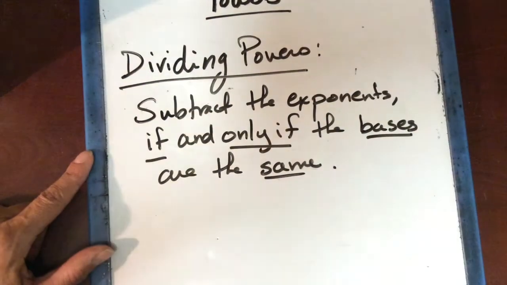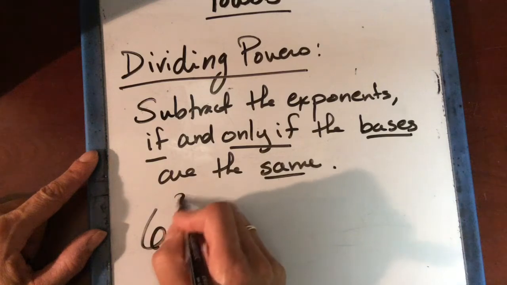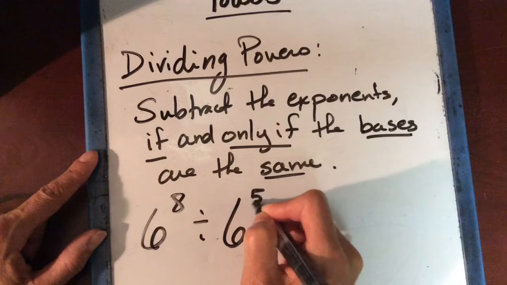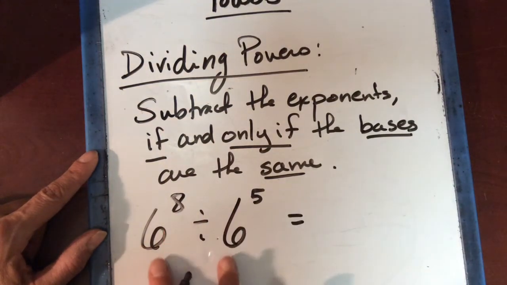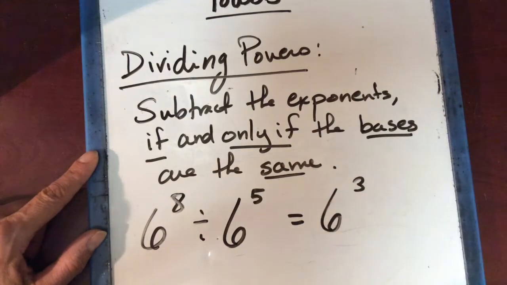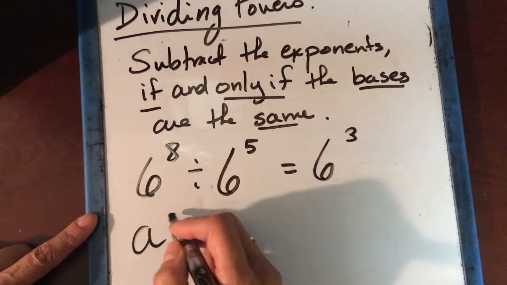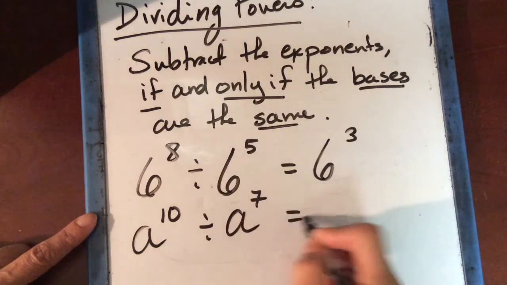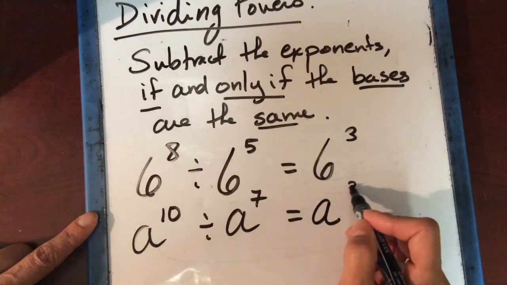Okay, and so now let's try another example. If I have 6 to the exponent 8 divided by 6 to the exponent 5, I could just subtract these two exponents. Why? Because the bases are the same. That gives you 6 to the exponent 3. You see that? A to the exponent 10 divided by a to the exponent 7. Again, we can subtract and we get a to the exponent 3.